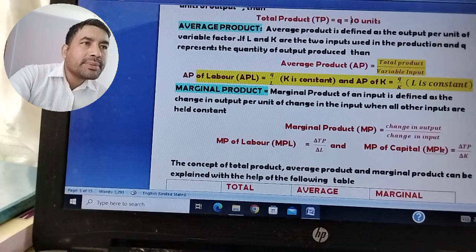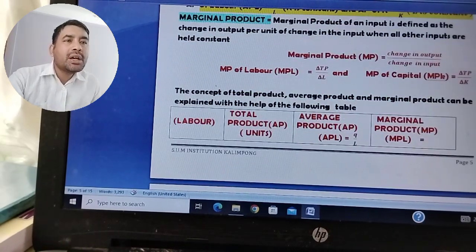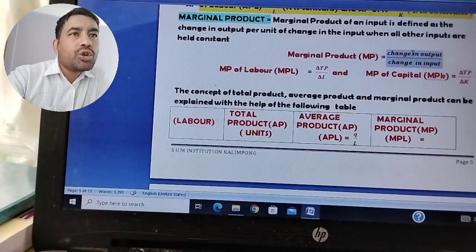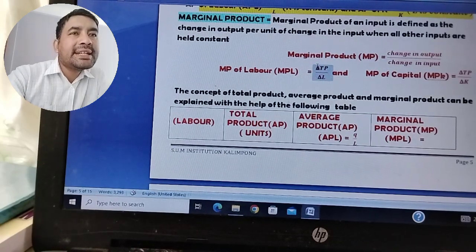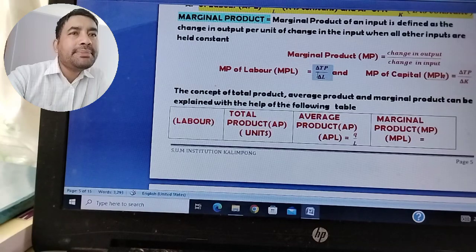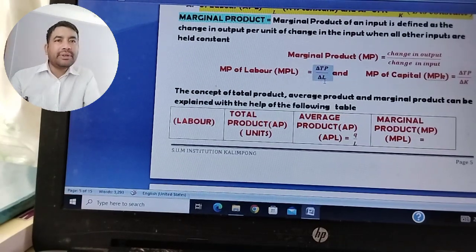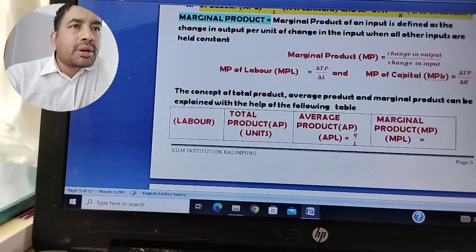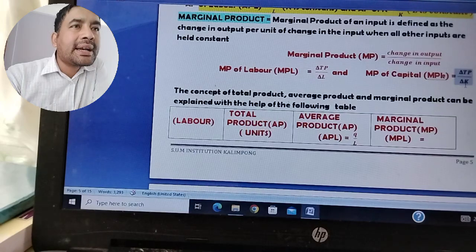So marginal product means change in output divided by change in input. Change is denoted by delta. So marginal product of labor means delta TP divided by delta L. Delta TP means change in total product. Delta L means change in unit of labor. Similarly, marginal product of capital, MPK, is delta TP divided by delta K.